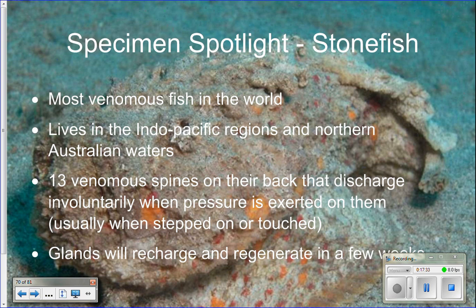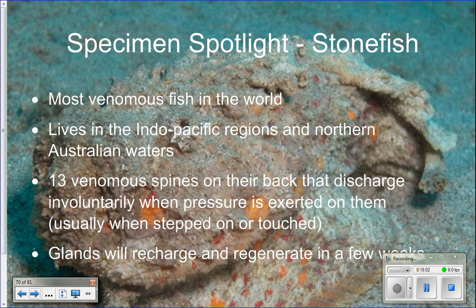So what makes them poisonous is they have 13 spines on their dorsal fin, okay? And then they've got two venom sacs associated with each of those spines. And so they blend in really well, as you saw, and they like to live in murky waters. So as you're walking through the shallows, step on a stonefish, and those spines actually go into your foot. The venom sacs release the venom, and you're in a lot of pain, okay?